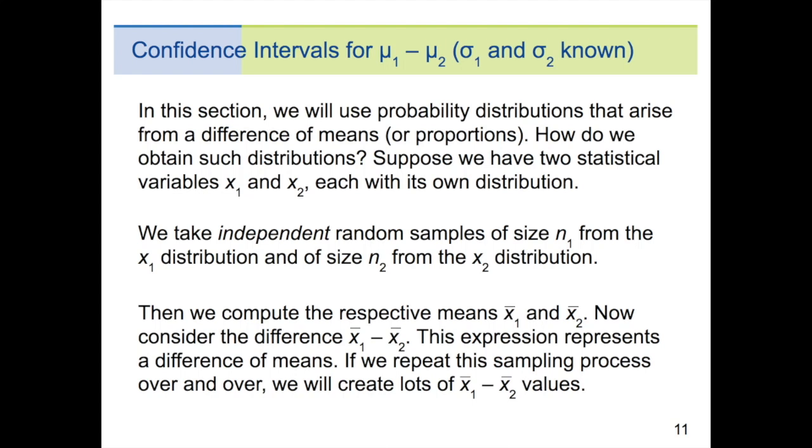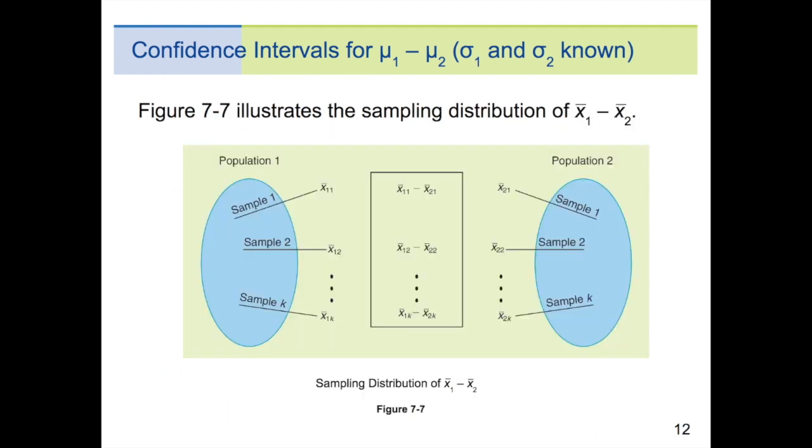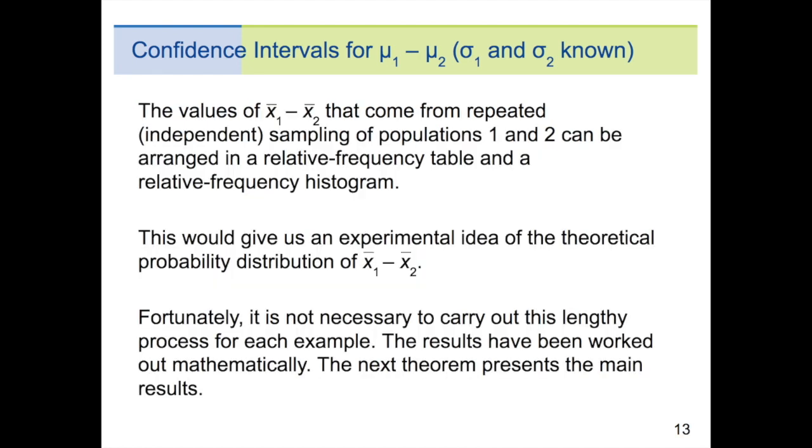If we repeat the sampling process over and over, we will create lots of x sub 1 bar and x sub 2 bar values. So here's just an illustration of the sampling distribution. We take a sample from population 1, take a sample from population 2, get averages from those samples, and then subtract them to find the difference. The values of x sub 1 bar minus x sub 2 bar that come from repeated independent sampling from populations 1 and 2 can be arranged in a relative frequency table and a relative frequency histogram.